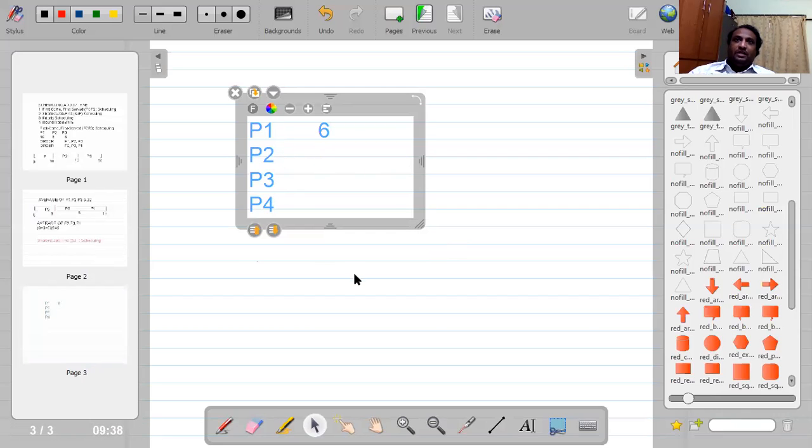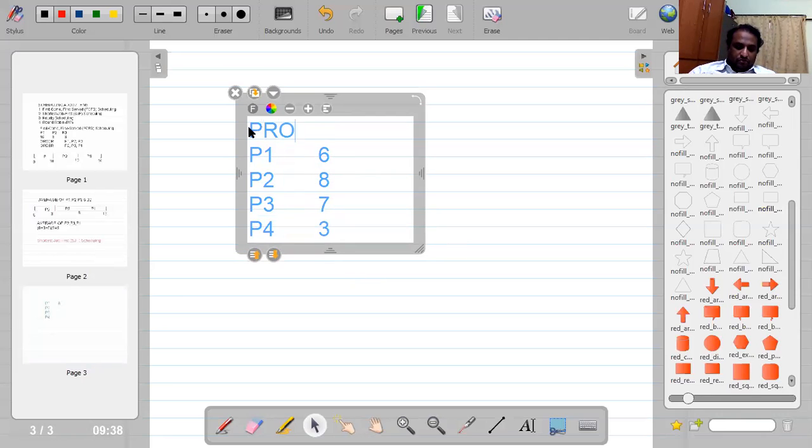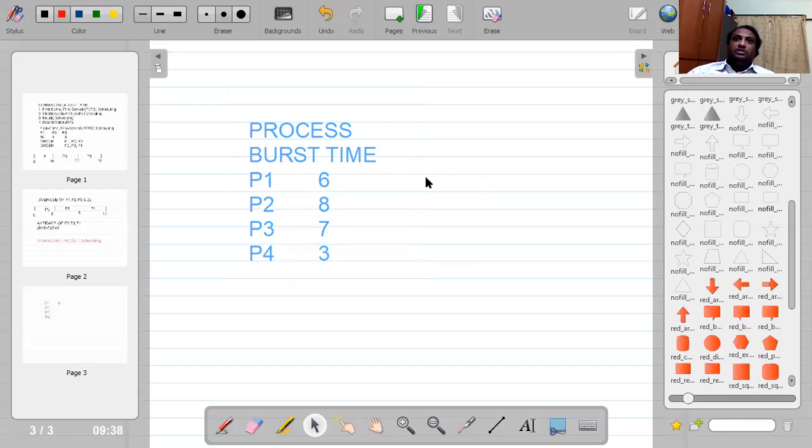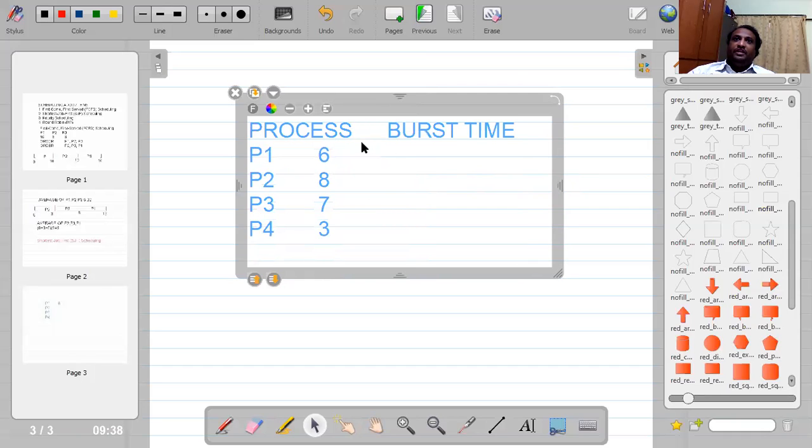Let us take the burst time as 8 for P2. For P3, let us take it as 7. And for P4, let us take it as 3. Okay. So these are the processes that we are going to add, the process and the burst time of each process.